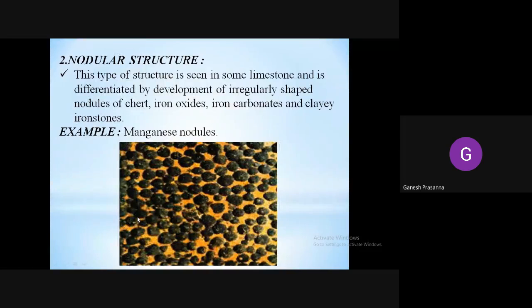Okay, coming to the nodular structure. Nodular structures are the type of structure which are developed by certain nodules of cherts or iron oxides, or iron carbonate or clay ironstones. What happens is it is just like nodules. Nodules means it is just like gantu, in Kannada we can call it gantugalu. Whenever you make upma, if your rava is not uniformly distributed in the water, if you do not mix it well, it forms nodules within your upma.